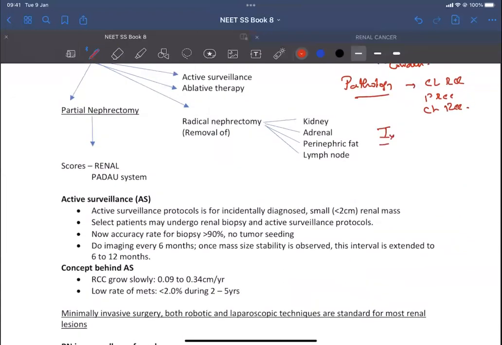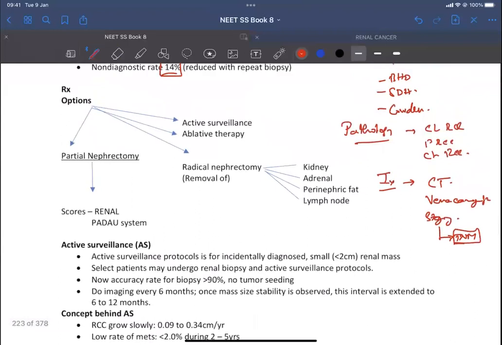We've seen the investigations, which is a CT, the role of venocavography, and how to stage this disease. And in the staging, we've seen TNM and how to go about doing this TNM by doing a CT chest, abdomen, and pelvis. So that's what we have seen so far.